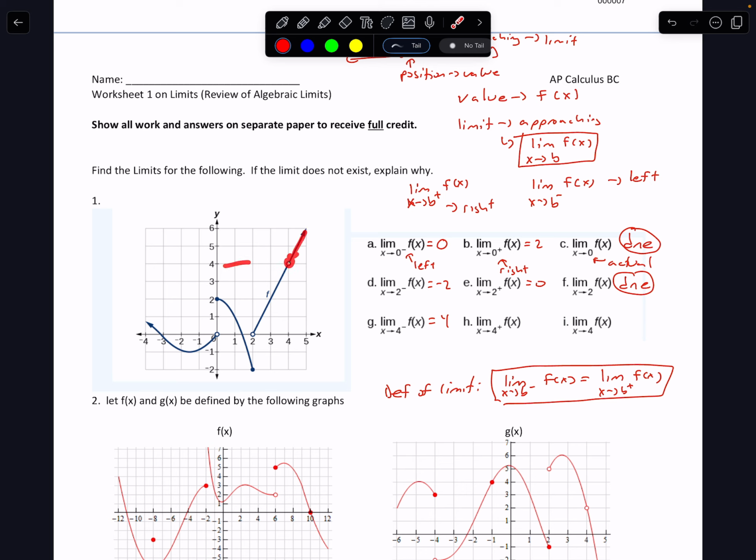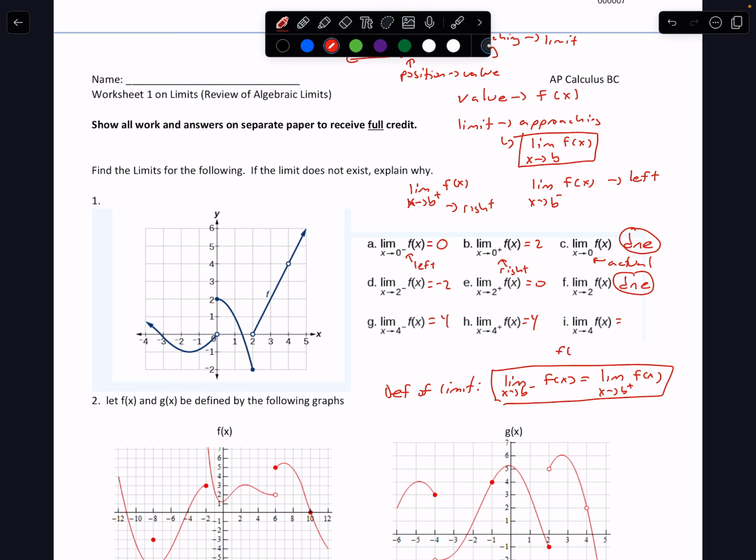It looks like we're approaching 4 as well. So I'm going to put a 4 there as well. But now they want the actual limit. Now be careful. The limit does not have to equal the value. And that's very important. The limit does not have to equal the value.